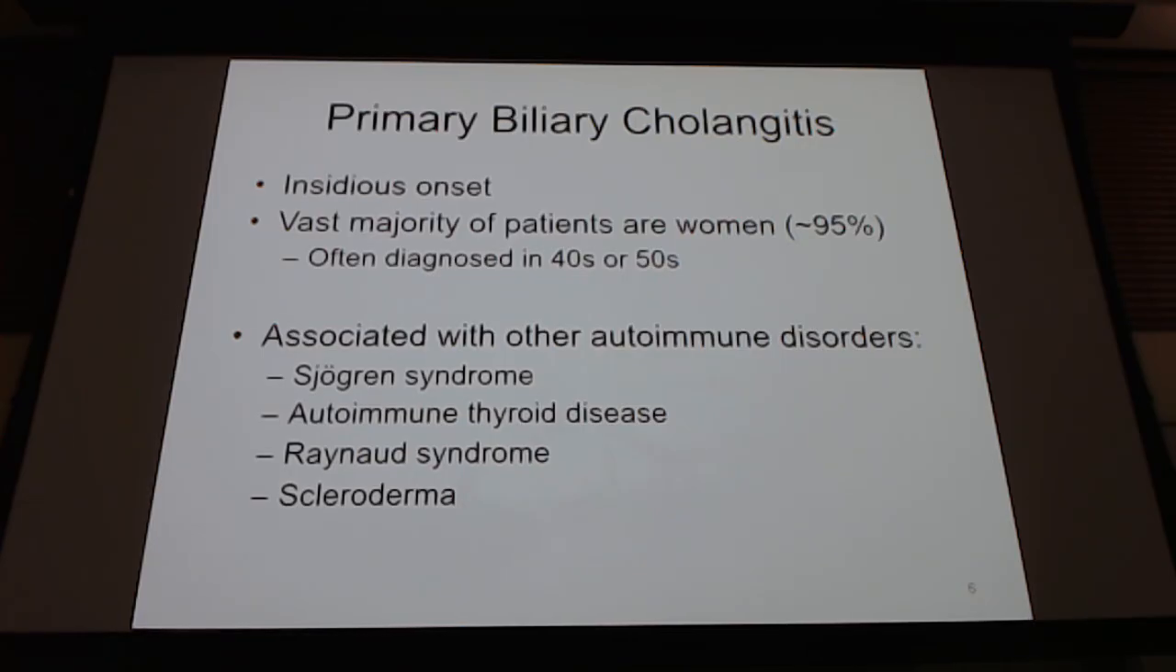Scleroderma: overproduction of collagen leading to hardening and tightening of the skin, joints, and internal organs.